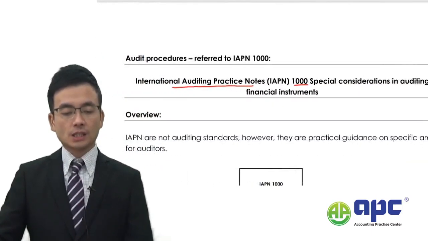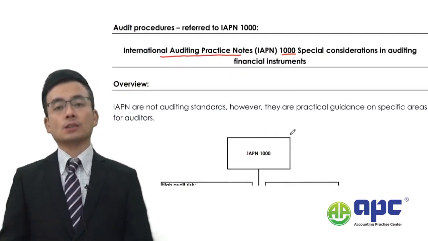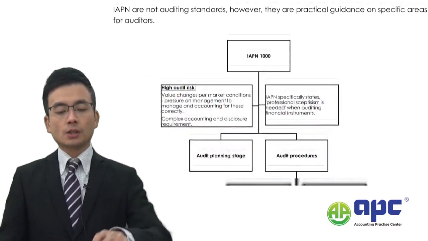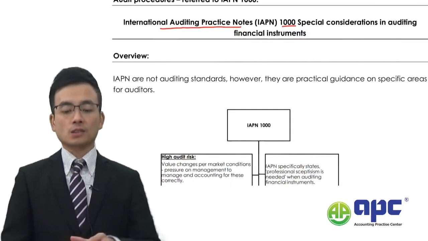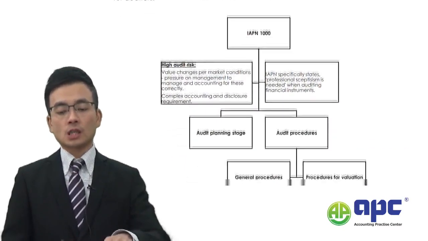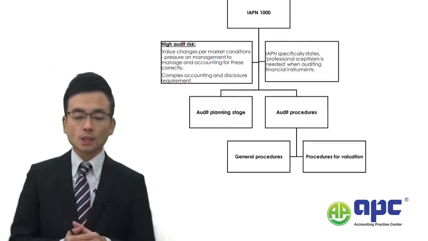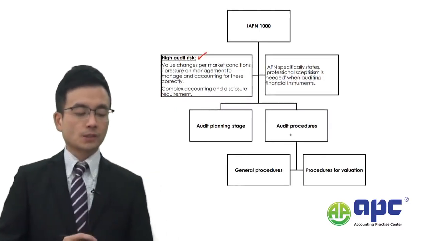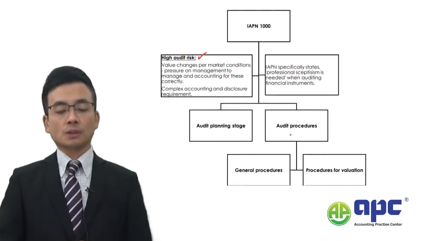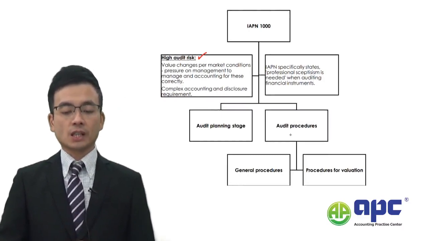So now let's see the audit procedures related to financial instruments. The IAPN, or International Auditing Practice Note, IAPN 1000, is in your syllabus. First of all, from the auditor's point of view, we need to admit that most financial instruments will be high audit risk areas.